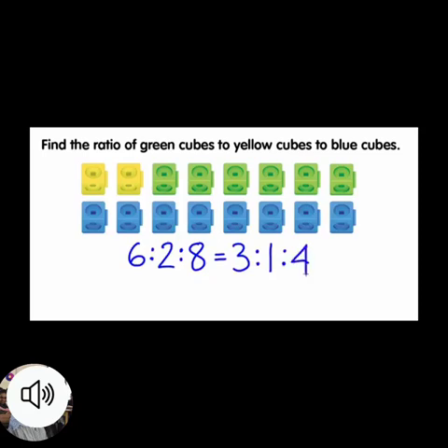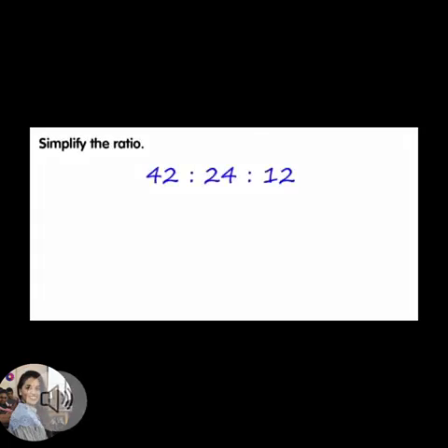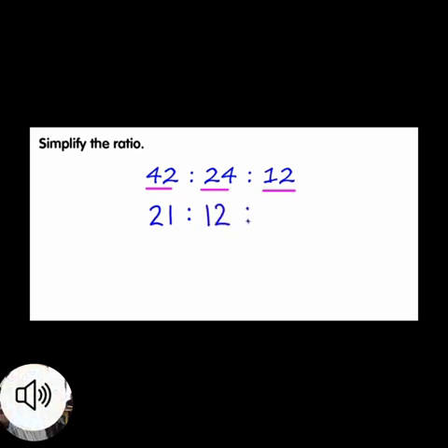Okay, here comes a question about three quantities. Simplify the ratio 42:24:12. Your time starts now. Very good. It is 21:12:6. Simplify it further. 7:4:2. Okay, good.